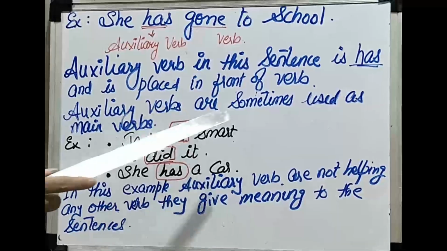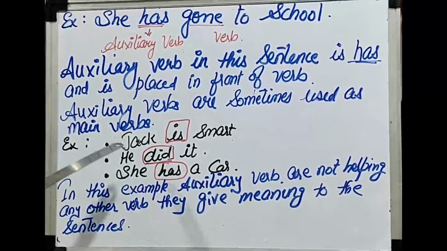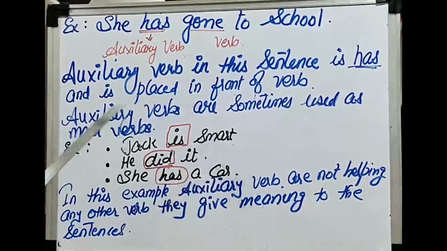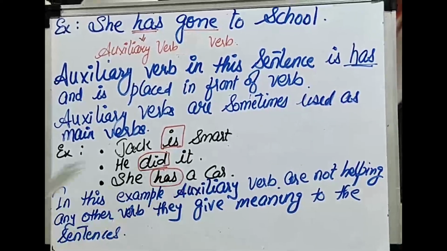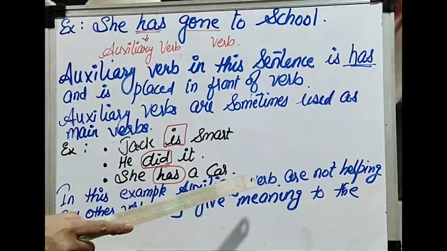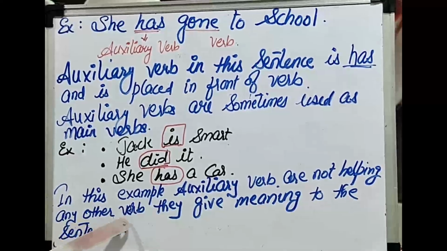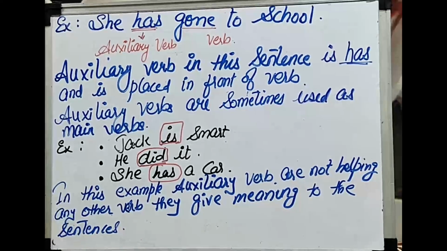Auxiliary verbs are sometimes used as main verbs. See the examples. Jack is smart. He did it. She has a car. In these examples, auxiliary verbs are not helping any other verb. They give meaning to the sentences.